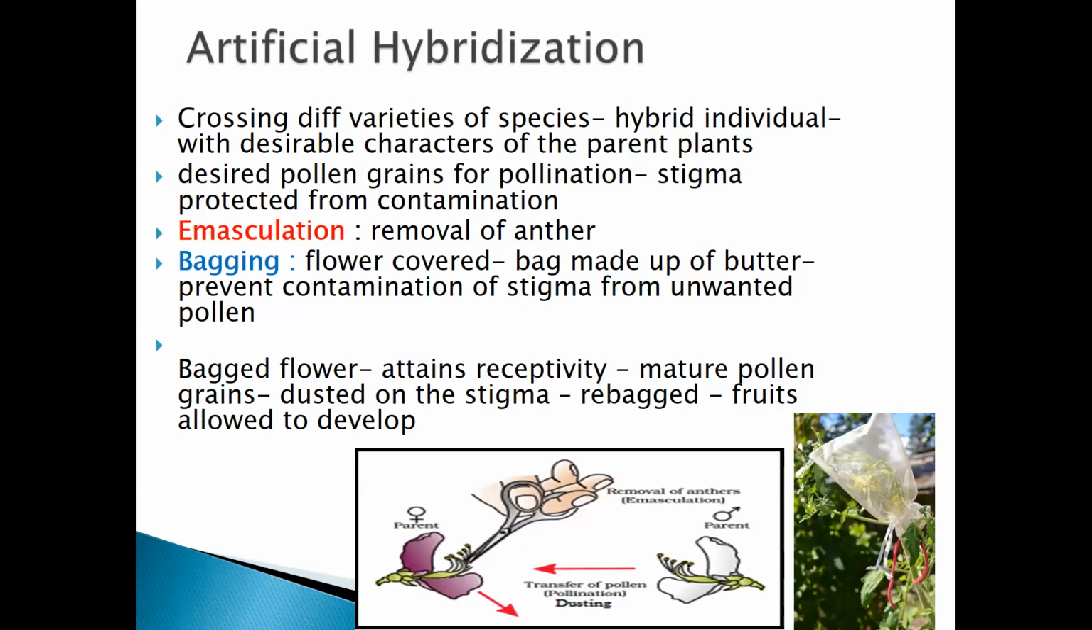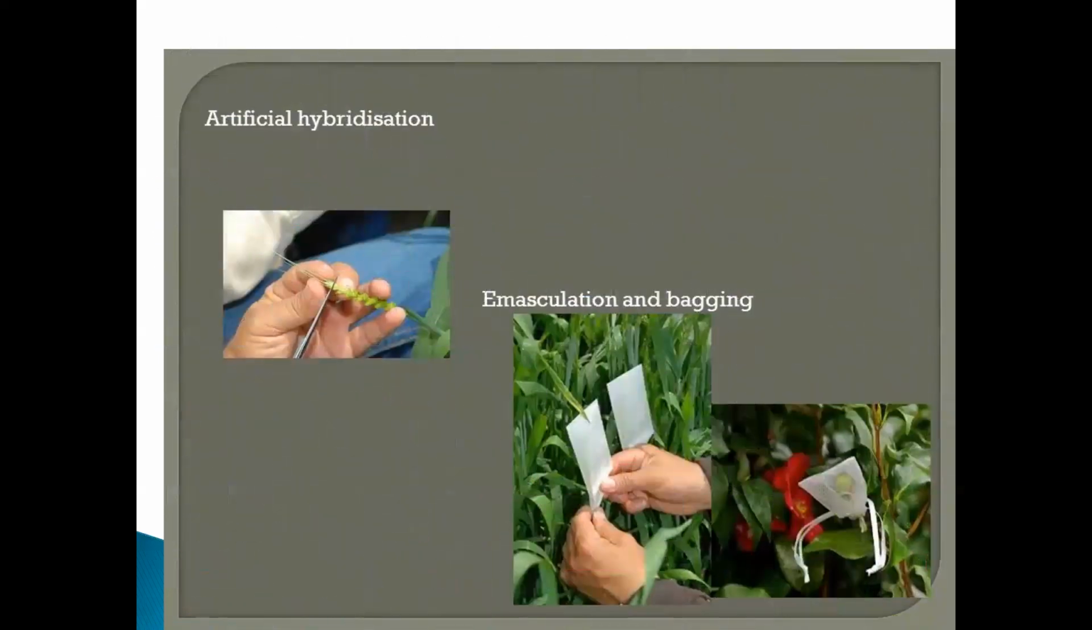You place it on the stigmatic surface. And after placing it on the stigmatic surface, you once again bag it and allow the fruits to develop. After bagging, once the stigma surface is mature, you once again bag the flower and allow the fruit or the vegetable to grow.